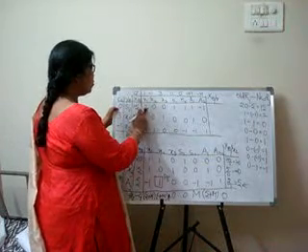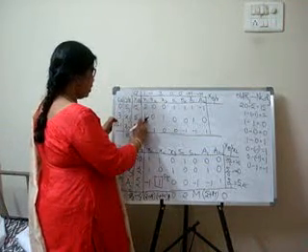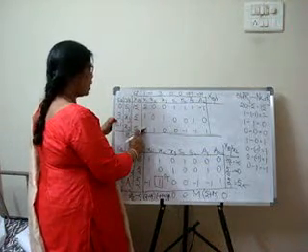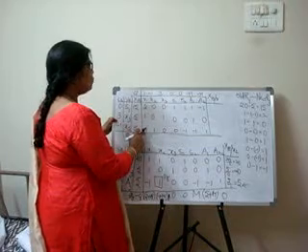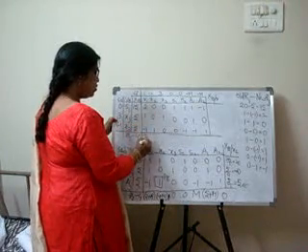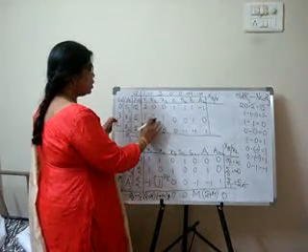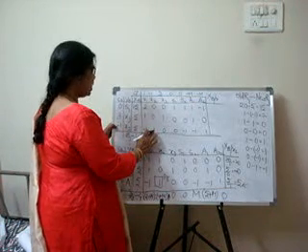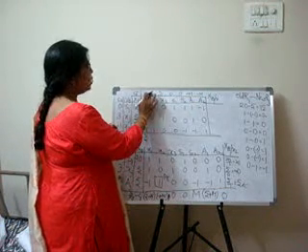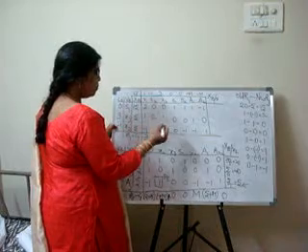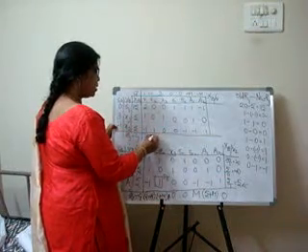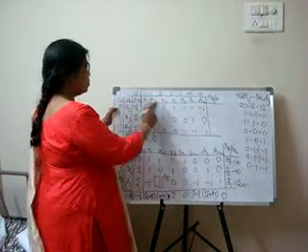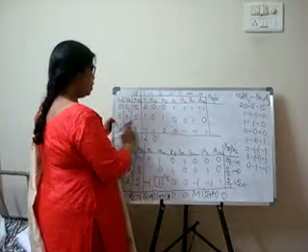Zero into 2, 0. 3 ones are 3. 1 into 1, 1. 3 plus 1, 4. 4 minus 1, 3. 3 into 0, 0. Minus 1 into 1, 1. That is minus 1. Minus of minus 1 would be 1 minus 1 plus 1. It is 0.